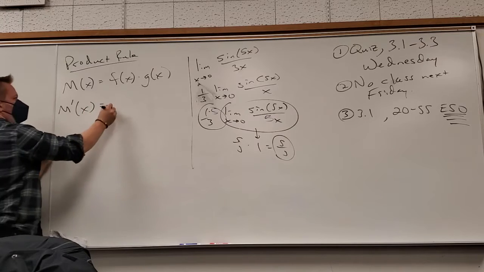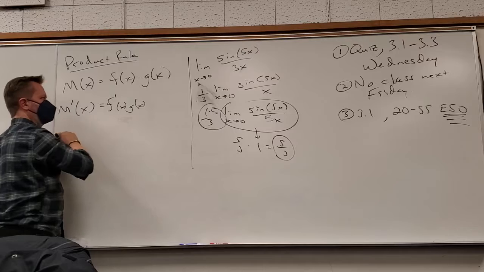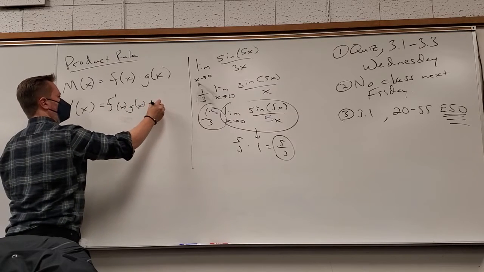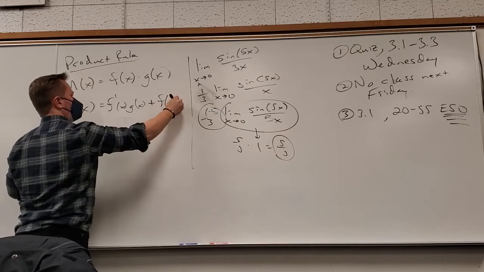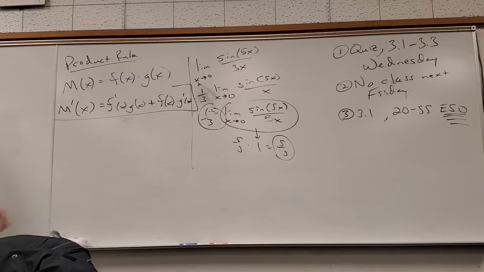f prime of x times g of x plus f of x times g prime of x. So it's f prime g plus f g prime. Sometimes I'll maybe not be careful enough and I'll just put f and g, and we all can agree that means f of x and g of x. Just makes it quicker to write stuff down.